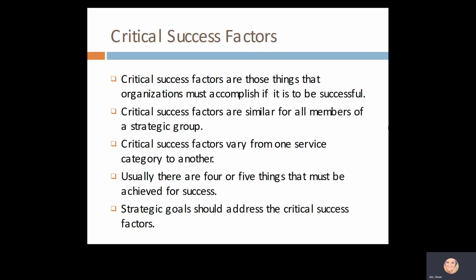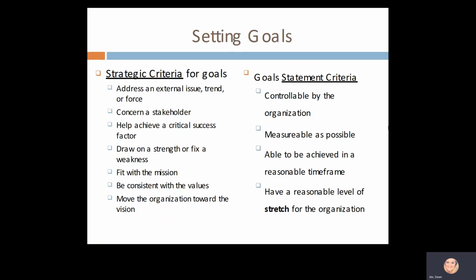Okay, critical success factors. Those are things that the organization has to accomplish if it's going to be successful, right? They're similar for all members of our strategic group, that is. And they do vary from one service category to another, because being successful in different things takes different factors. So usually there are 4 or 5 things that must be achieved for success, and our strategic goals should address the critical success factors. So this is just showing you how to set goals.